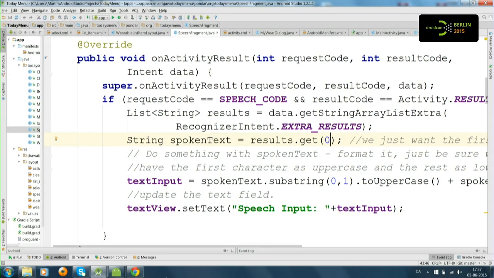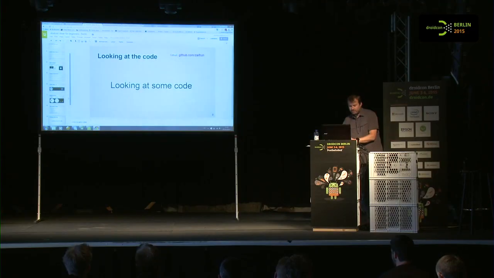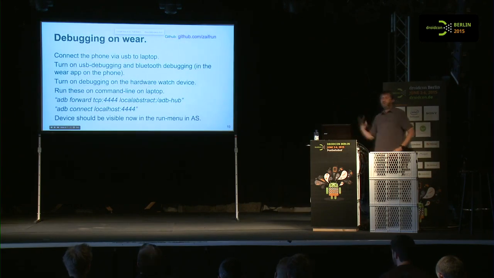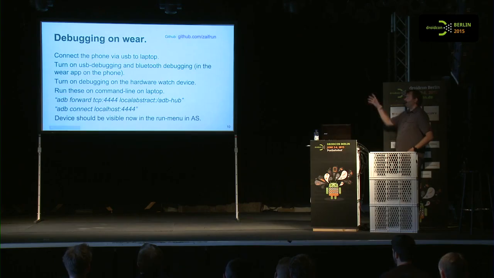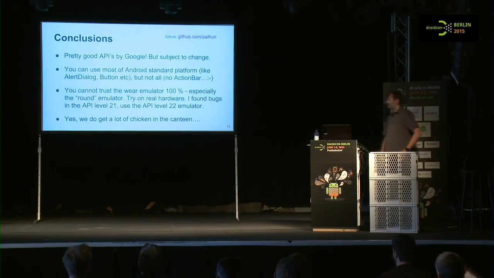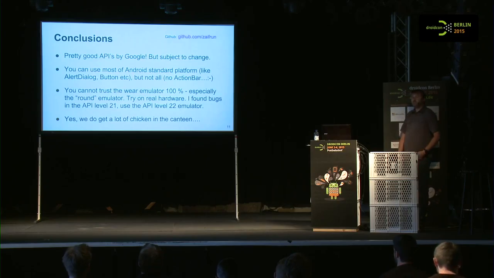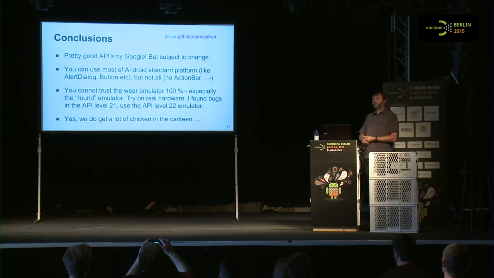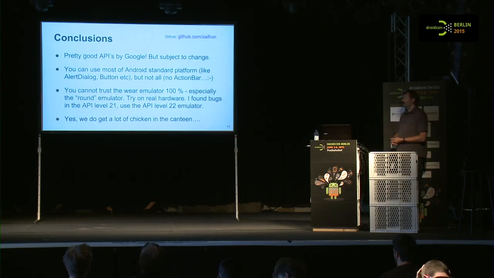So just the final conclusions, and then maybe a few questions. If you want to debug, you can look at this slide later, but debugging on Android Wear is a bit different than normal. You need to do it by USB, or by Bluetooth. Conclusions: I think the APIs are pretty good, but they are subject to change. That is at least what it says in the documentation. Most of the standard Android stuff is available, alert dialog, buttons, etc. Some things of course don't work, the action bar, just to mention one.